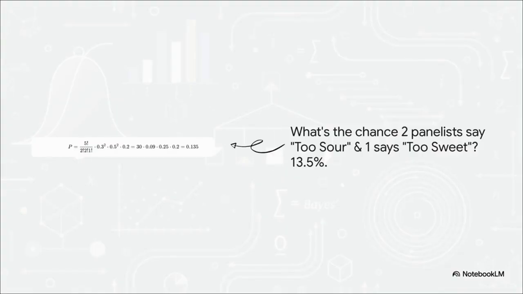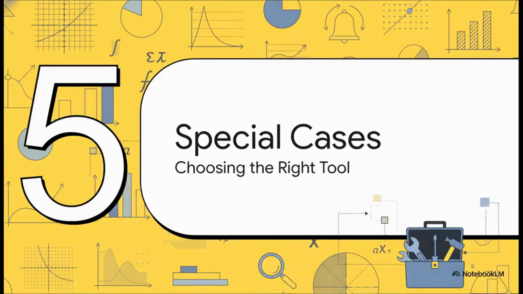Let's look at a real-world example. Say 5 panelists are tasting a new juice. Based on past data, we know the probability for each rating. So, what are the chances that we get this very specific result? 2 panelists say it's too sour, 2 say it's just right, and 1 lone panelist says it's too sweet. We take all those numbers, plug them into our multinomial formula, and it tells us there's a 13.5% chance of that exact combination happening.